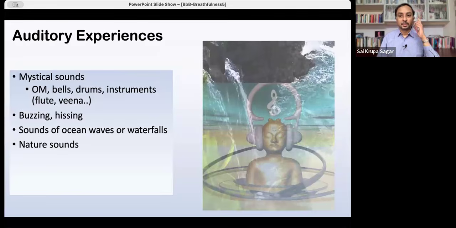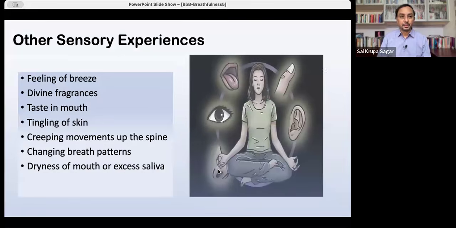And auditory experiences, like some of you might be hearing some strange bells, drums, music that you are familiar with, or some kind of buzzing, hissing. Some people in deep meditation also hear sounds of ocean waves, waterfalls, nature sounds, outside of the music, right? They will hear something non-existent. So again, they're all auditory experiences. And other sensory experiences: some people might feel some fragrances, some smell, a taste in the mouth, dryness in the mouth, the tingling of skin, right?